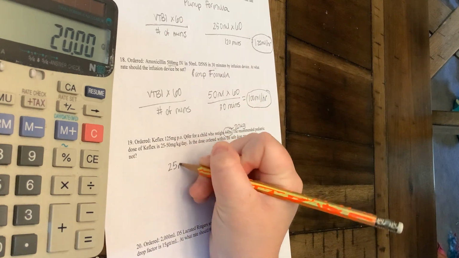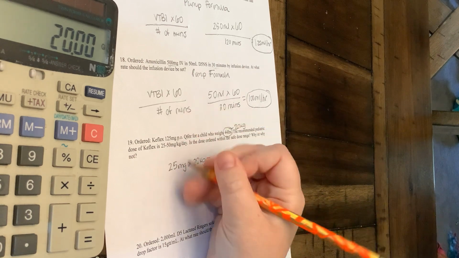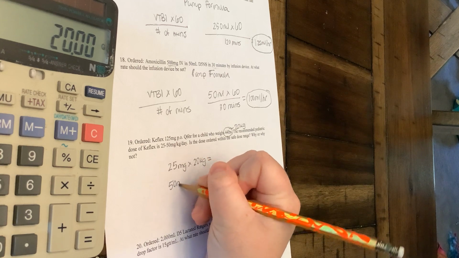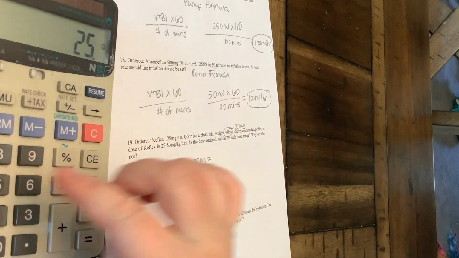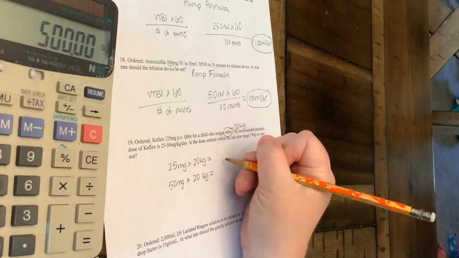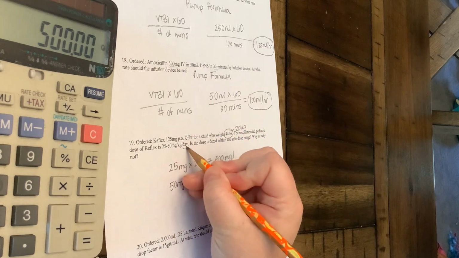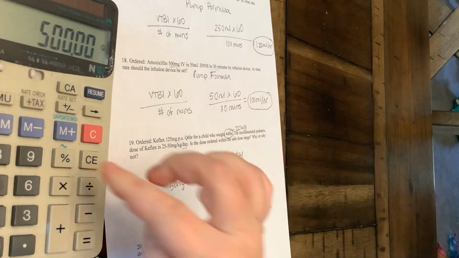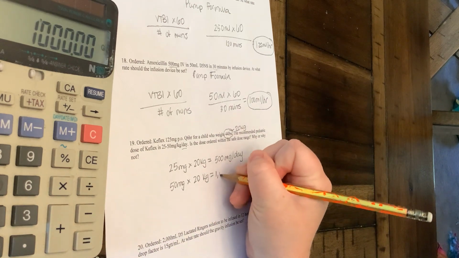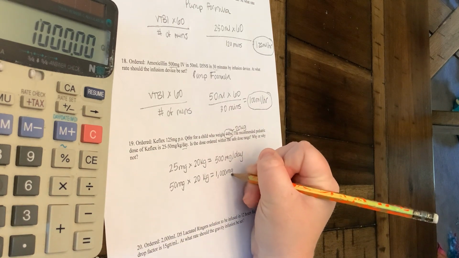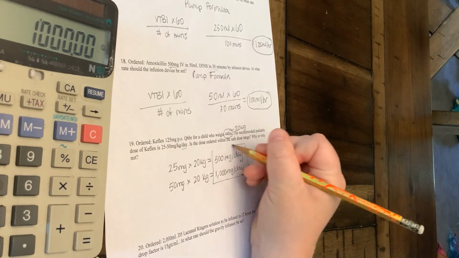So 25 milligrams times 20 kilograms. We'll see what we get. And then 50 milligrams times 20 kilograms and see what we get. 25 times 20 is 500. And that's going to be milligrams per day. And then 50 times 20 is 1,000 milligrams per day is our safe dose range.